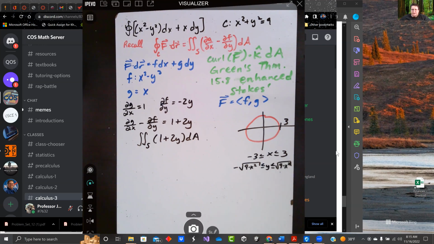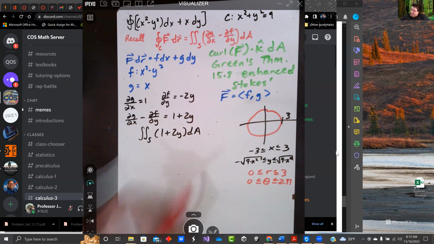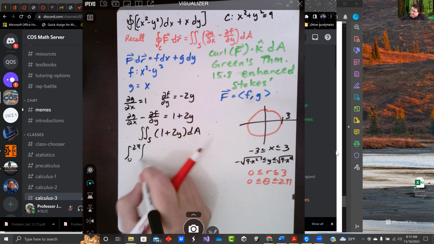Hopefully you have grown accustomed to thinking that's the poor way to go, because the circle is really well set up for polar coordinates and it's not that hard to do. In polar, 0 is less than r less than 3, and 0 is less than theta less than 2 pi, which makes those boundaries easier. So that's the one I'm going to recommend doing. I'm going to go 0 to 2 pi, 0 to 3.